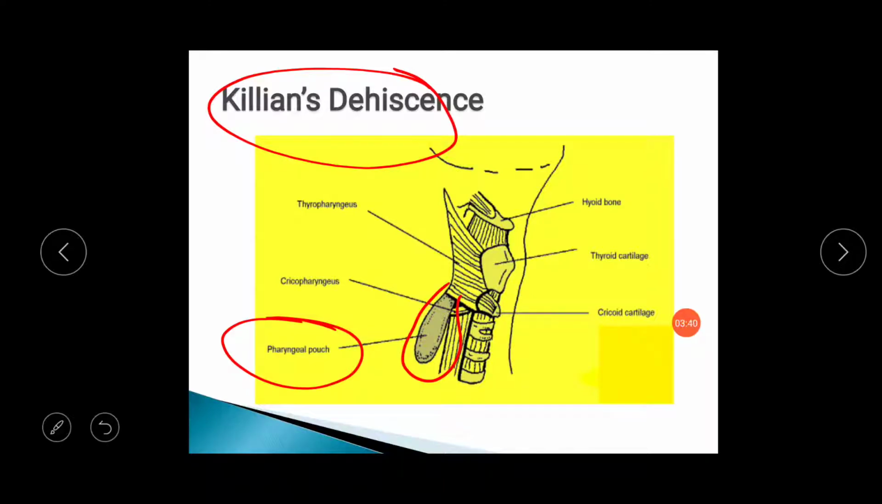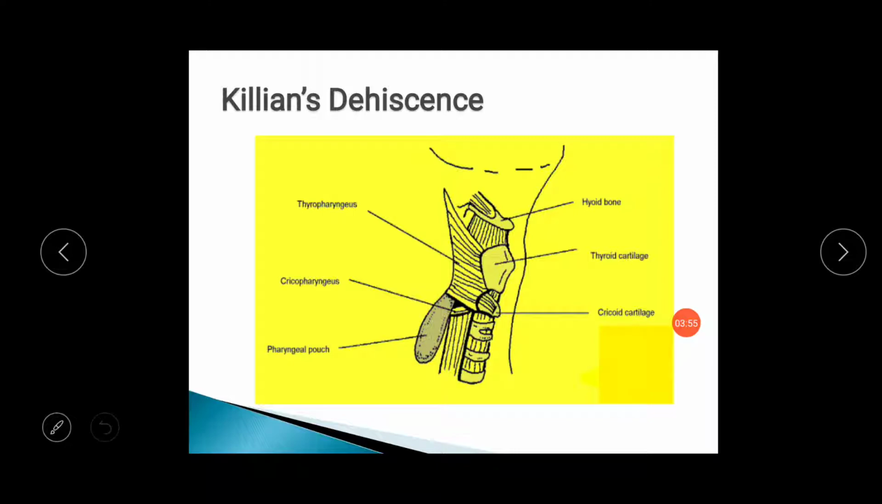Whenever a patient develops a pharyngeal pouch, some food will get stuck in this pouch. The patient will develop discomfort in the throat and occasionally dysphagia also. So Killian's dehiscence and a developed pharyngeal pouch should be ruled out in a patient with throat discomfort and dysphagia.